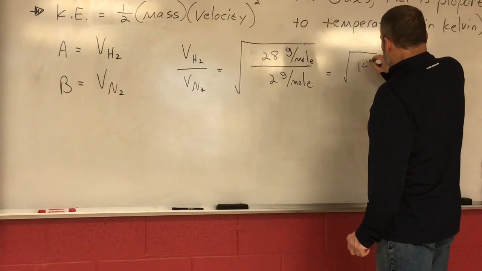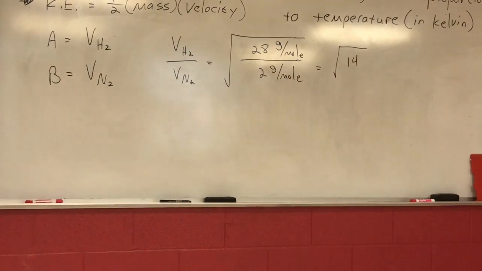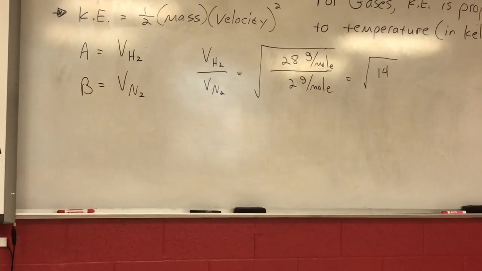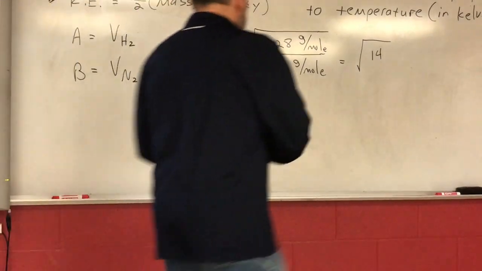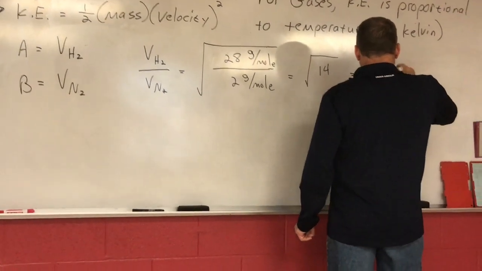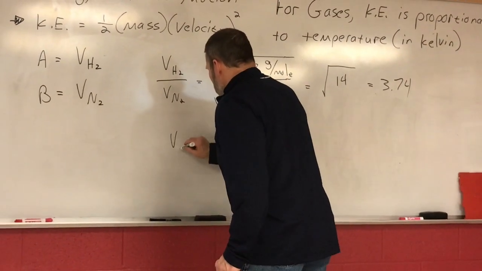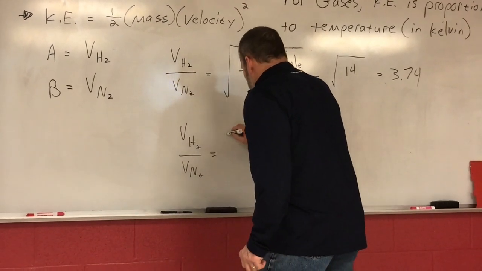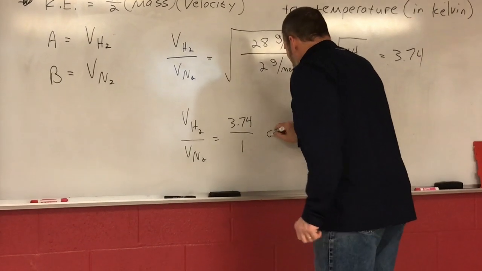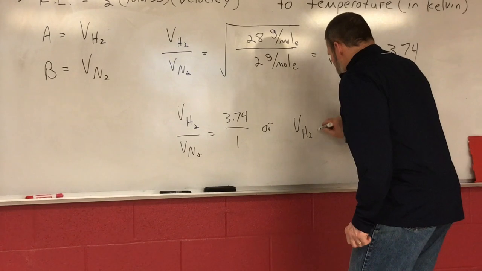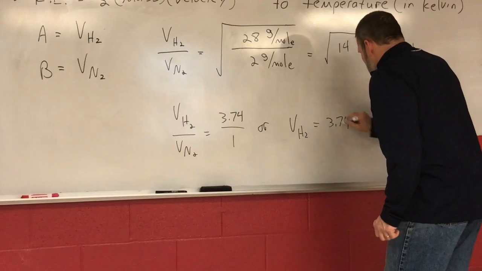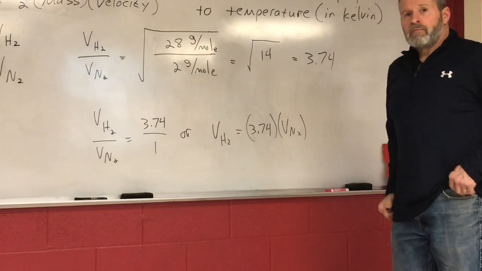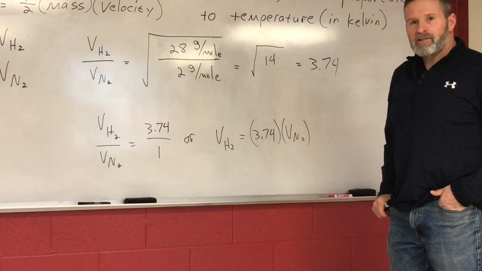So let's find out what the square root of 14 is. An actual number here. Okay, 3.74. That means the velocity of hydrogen over the velocity of nitrogen is 3.74 to 1. Or, if you wanted to rewrite it, you could say the velocity of hydrogen is 3.74 times greater than the velocity of nitrogen. Because hydrogen is so much lighter, it's going to be moving quite a bit faster.